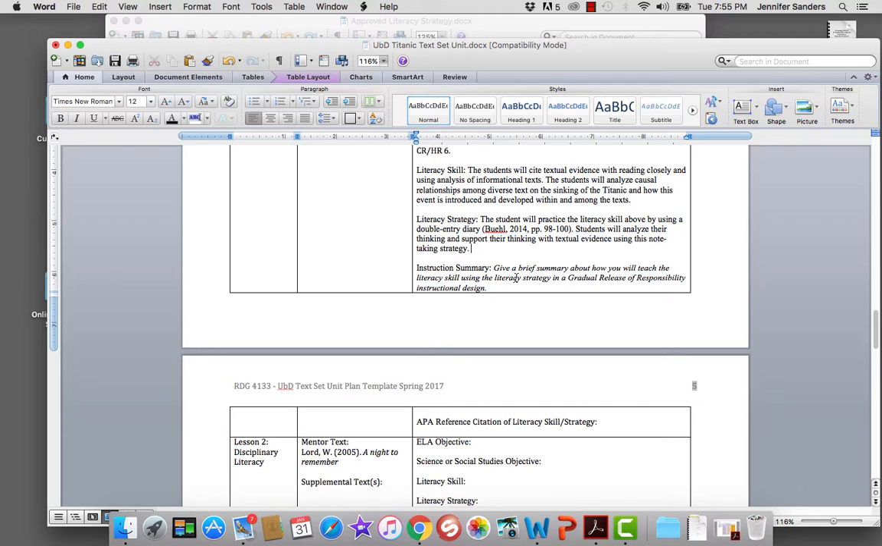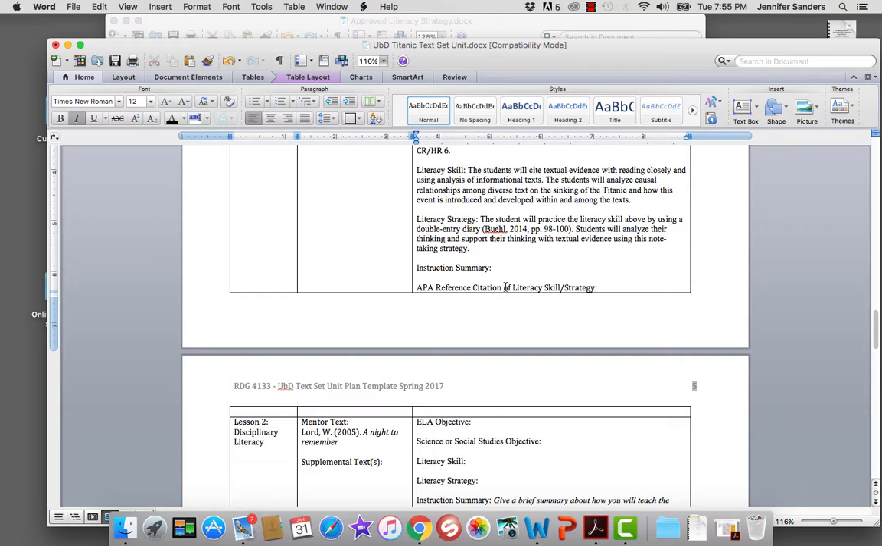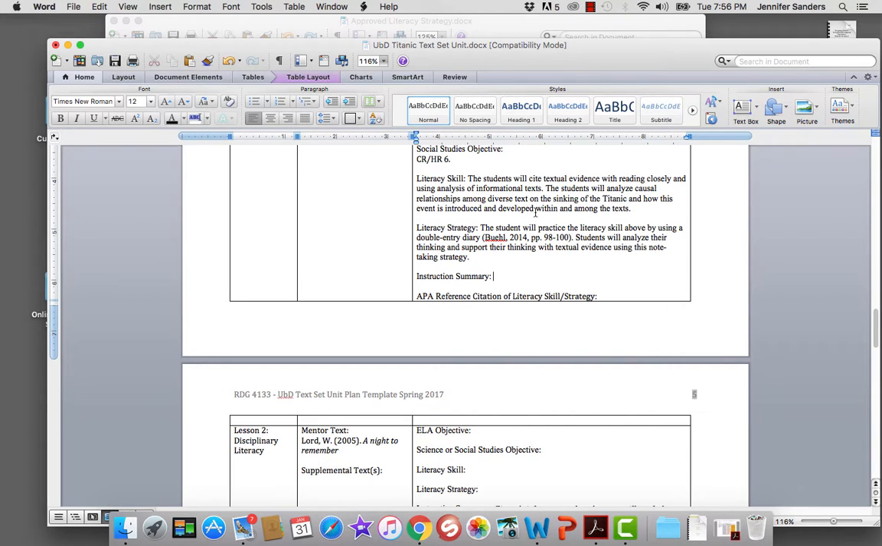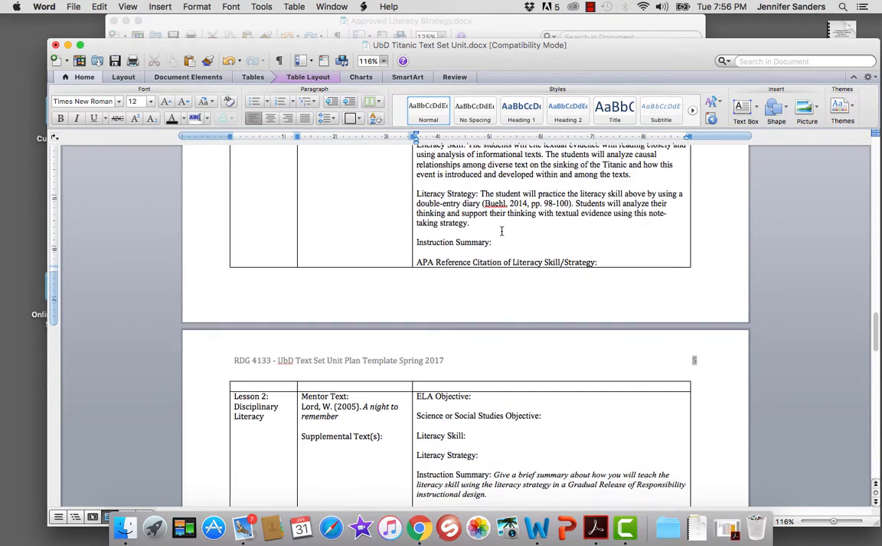Now you want to give a brief summary about how you will teach the literacy strategy to your students. Literacy skill using the strategy, and this is called the gradual release of responsibility design. Okay? To give you a little brief of what it is, it's basically you model, then you as a class do it together, they work on it in groups, and then they work on it individually. And it kind of flows however you want it to be. And this is where it's going to take the most time, okay?